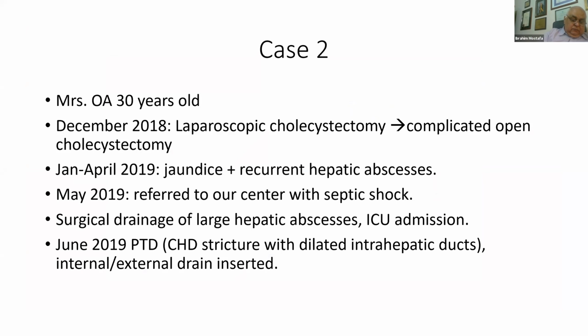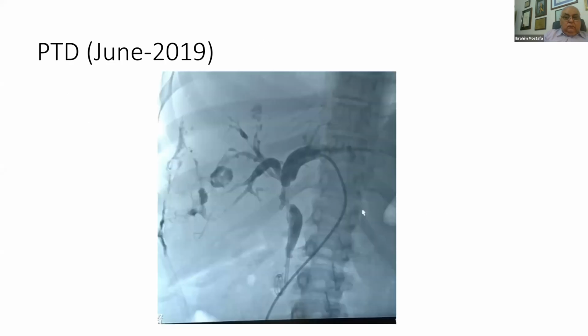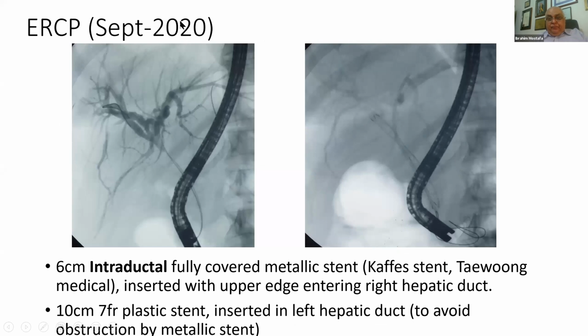In June 2019, PTD was inserted for common hepatic duct stricture with dilated intrahepatic ducts, and an internal-external drain was inserted. This is the picture of the PTD that was done in June 2019. And this is the picture of the ERCP. A 6 centimeter intraductal fully covered metallic stent was inserted in the upper edge of the right hepatic duct. A 10 centimeter 7 French plastic stent was inserted in the left hepatic duct to avoid obstruction of the metallic stent that is inserted here. So now we will go to the case.